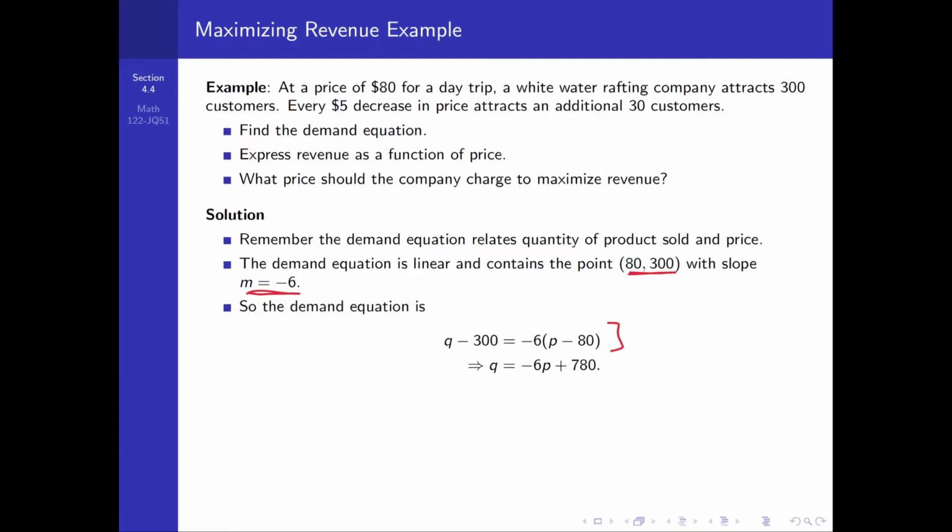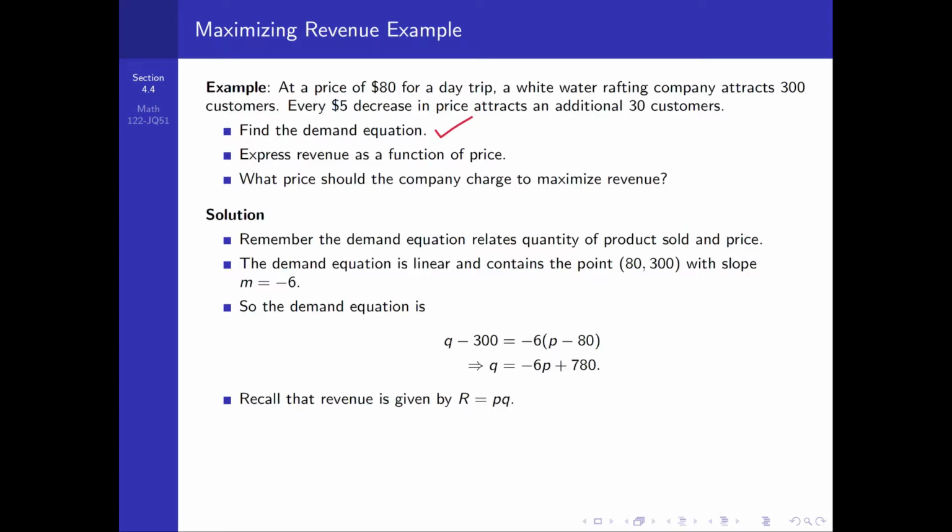And from here, you can take that point-slope form and solve for Q, and now we're taking the line and putting it into slope-intercept form, where the output is Q and the input is P, the price. All right, so we have our demand equation. That answers the first part.